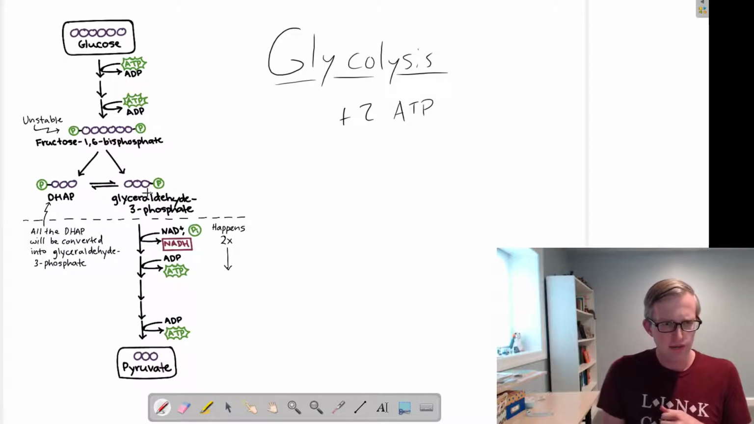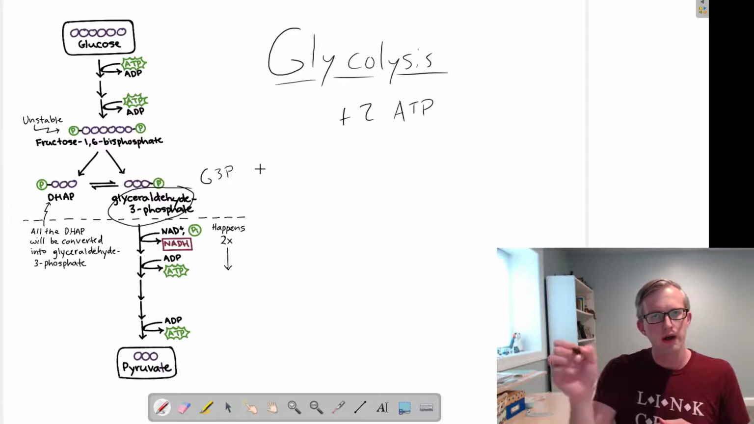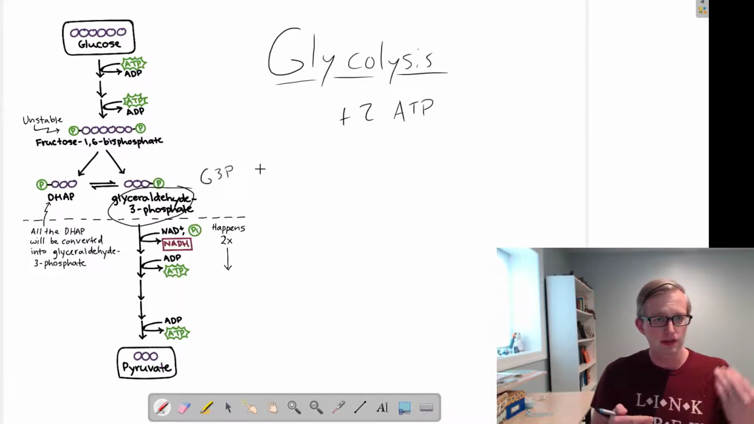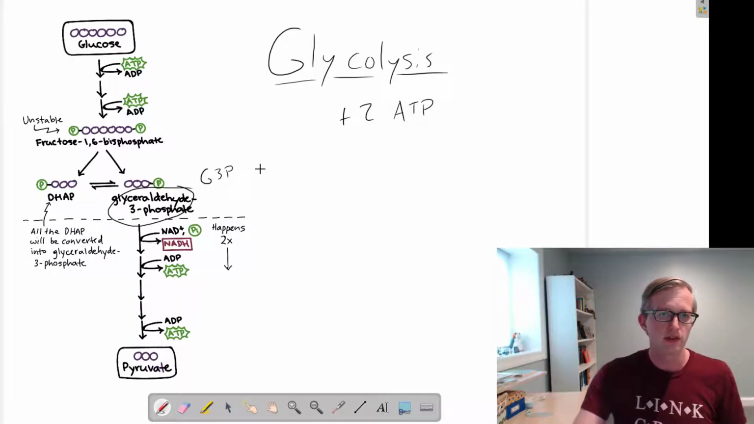I also want to point out that this molecule here, G3P, if you remember from the Calvin cycle or the light-independent reactions with photosynthesis, that's the little 3-carbon molecule that came out and became glucose. So right away we can see that cell respiration is just undoing the process of photosynthesis.